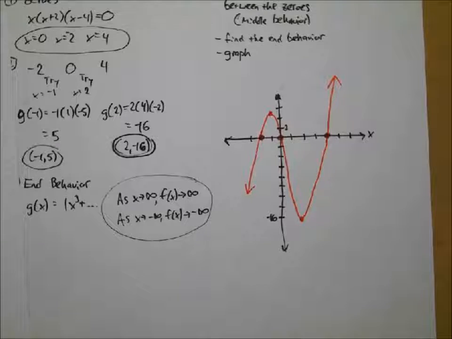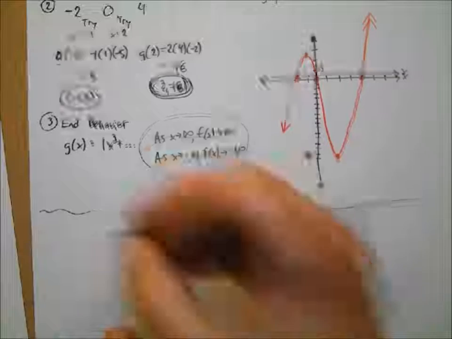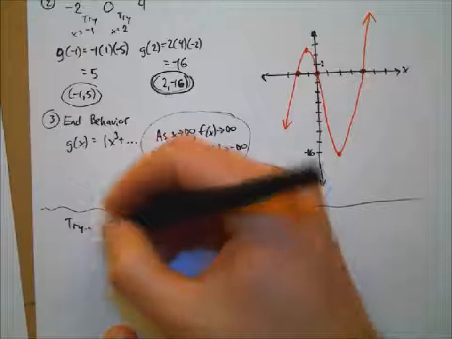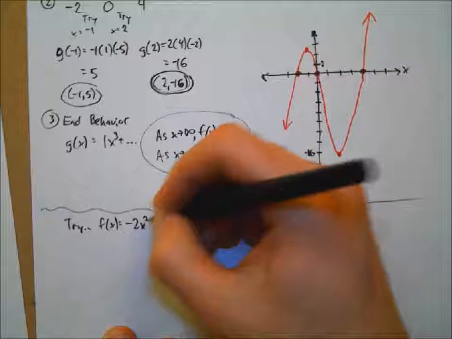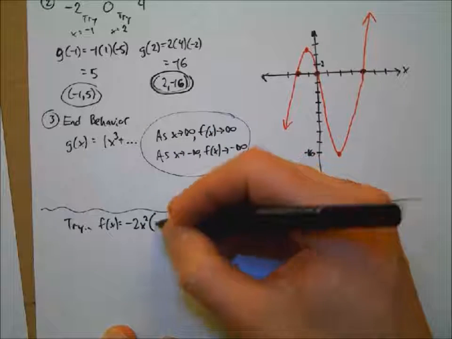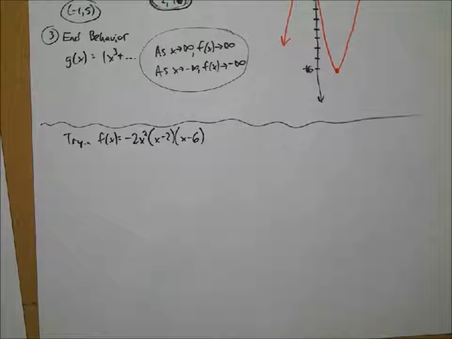All right, so here's one for you guys to try. I want you to do something similar to what I just did. So f of x equals -2x squared times x minus 2 times x minus 6. So zeros, middle behavior, end behavior, sketch.